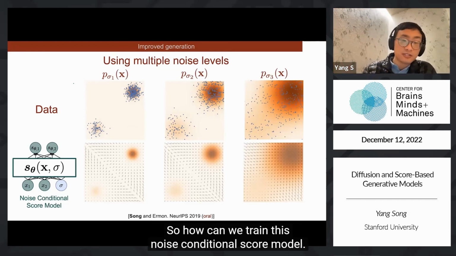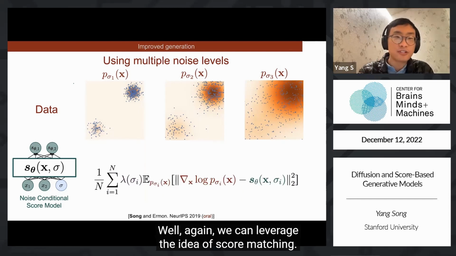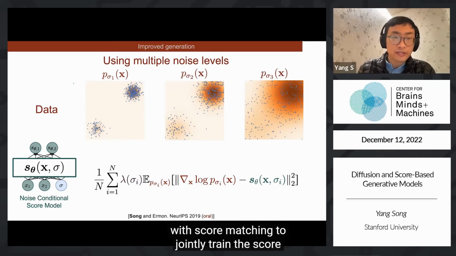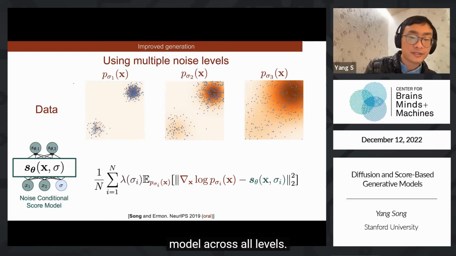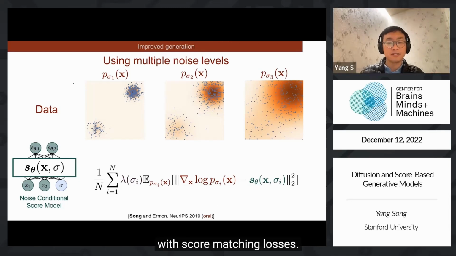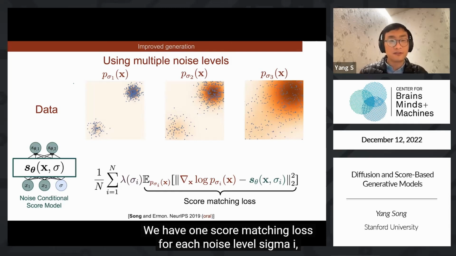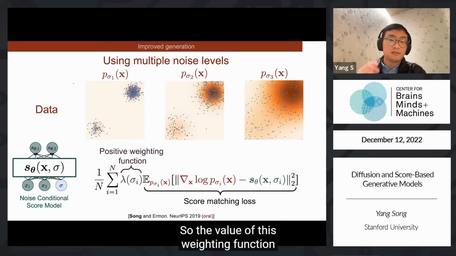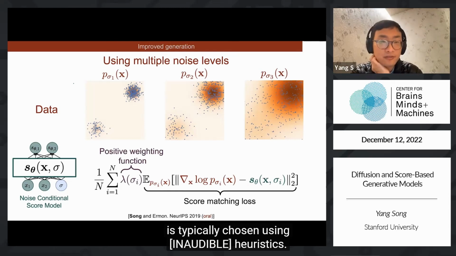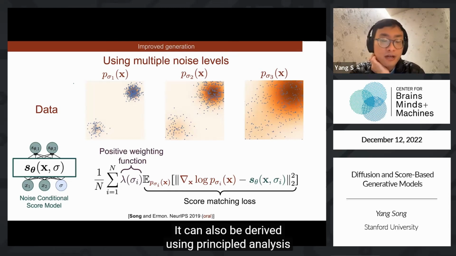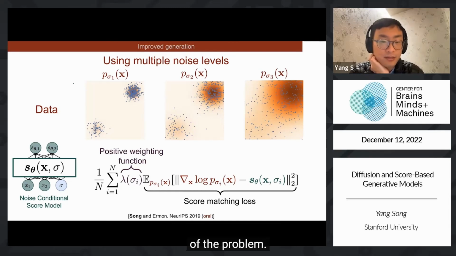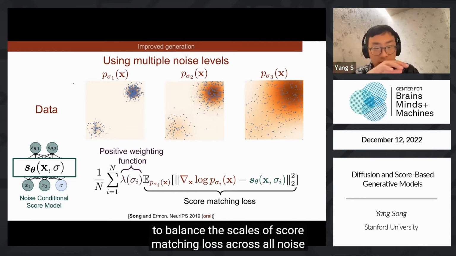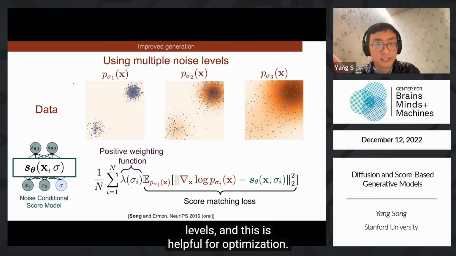So how can we train this noise conditional score model? Well, again, we can leverage the idea of score matching. We have an important modification of score matching to jointly train the score model across all levels. In this modification, we have a summation of score matching losses. We have one score matching loss for each noise level sigma_i, and we have a positive weighting function, lambda(sigma_i). The value of this weighting function is typically chosen using empirical heuristics. It can also be derived using principled analysis of the problem. This positive weighting function just wants to balance the scales of score matching loss across all noise levels, and this is helpful for optimization.